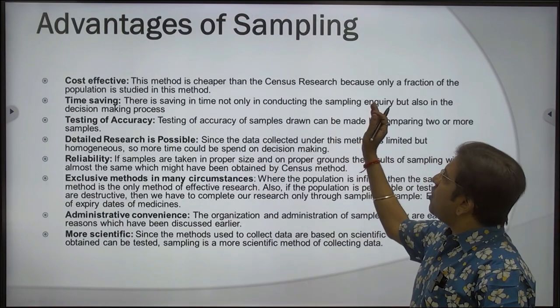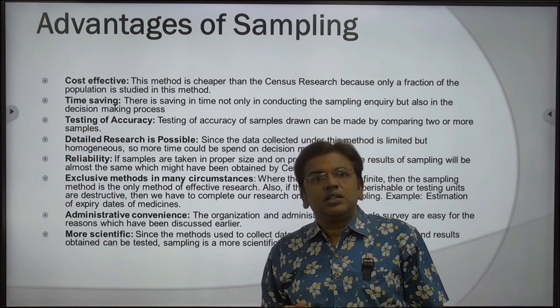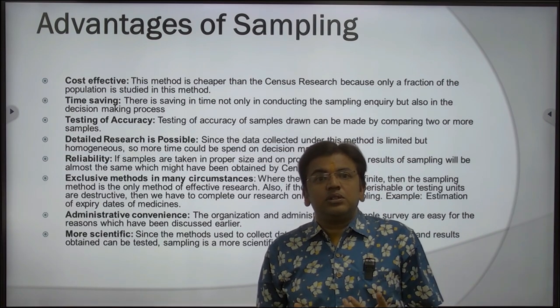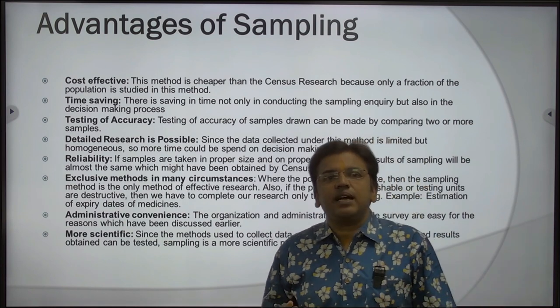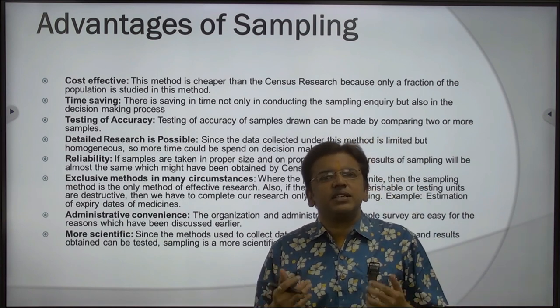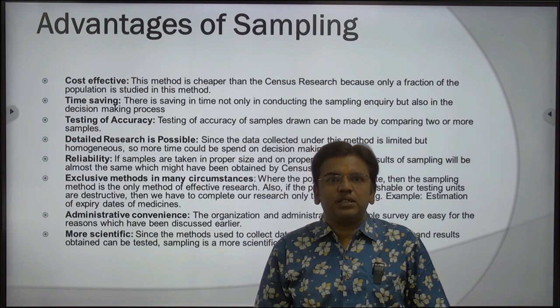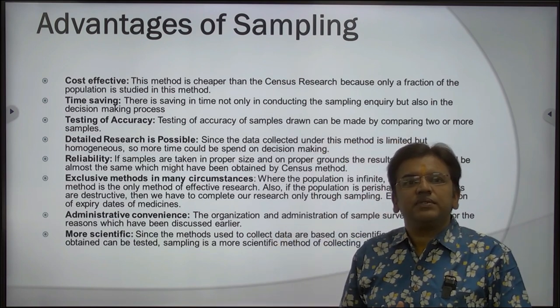Now, advantages of sampling. As you all know, if we don't have any advantage of sampling, we are not going to take the sample. There are numerous advantages of sampling. The first one is that it is cost effective.